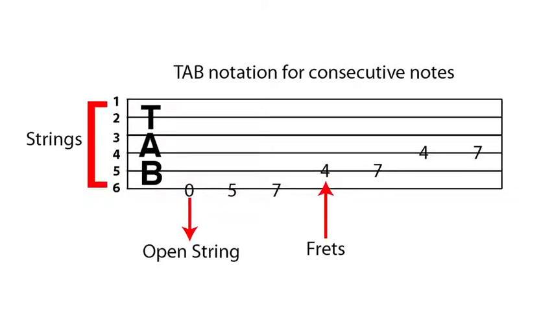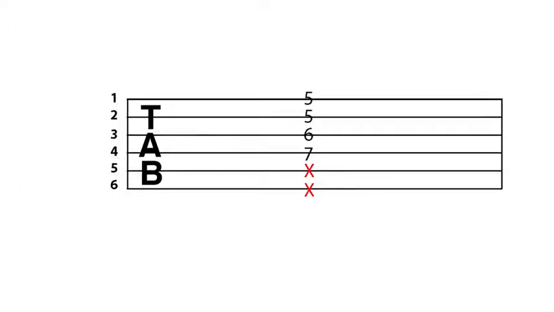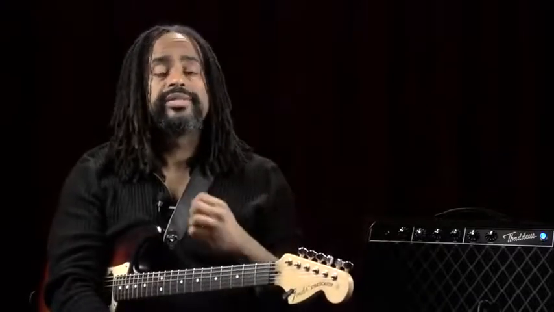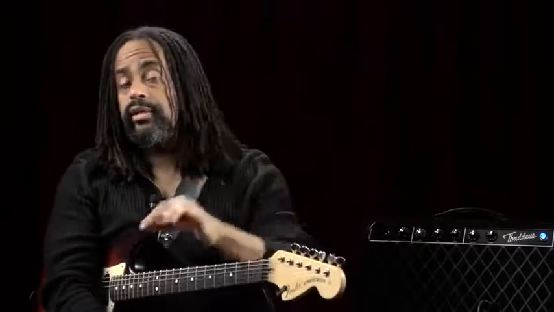With tab, the 6 lines represent the 6 strings of the guitar. The numbers on the strings represent the fret on which the note should be played. If the numbers occur in a vertical column, it means that they're all played at the same time. Now, it's important that tab should not be used as an excuse to avoid learning traditional music notation. It's a very, very useful tool.